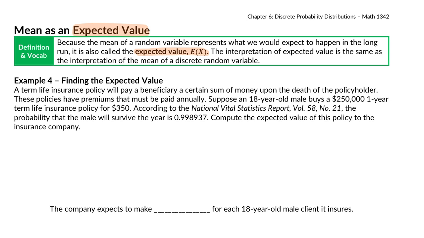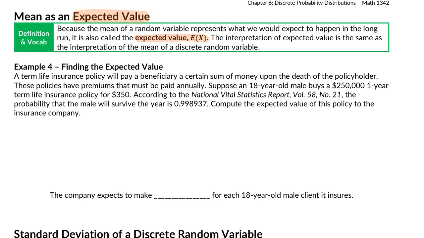So here's an example. A term life insurance policy will pay a beneficiary, that's the person who gets the money, a certain sum of money upon the death of the policyholder. These policies have premiums, that's like a monthly payment, that must be paid annually. Suppose an 18-year-old male buys a $250,000 one-year term life insurance policy for $350. According to the National Vital Statistics Report, Volume 58, Number 21, the probability that the male will survive the year is 0.998937. Compute the expected value of this policy to the insurance company.